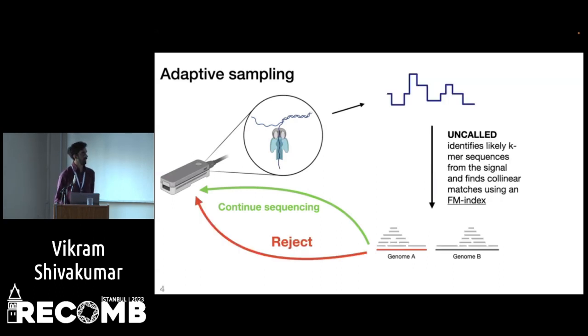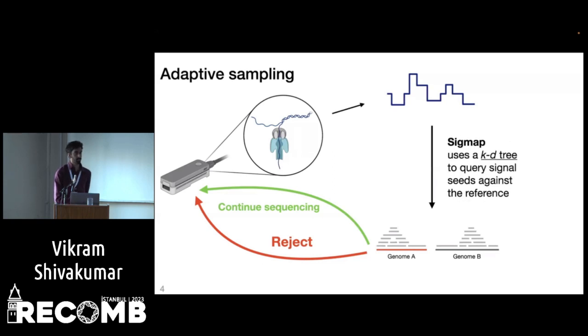UNCALLED is a tool that identifies likely k-mer sequences directly from this electrical signal, and it bypasses this basecalling step, which is a computational bottleneck. It essentially does approximate mapping to these genomes and makes the same eject or continue sequencing decision. Crucially, it uses an FM index as the underlying data structure. And so Sigmap uses a KD tree for the same purpose, and it has the same sort of goal as UNCALLED for signal-based mapping.